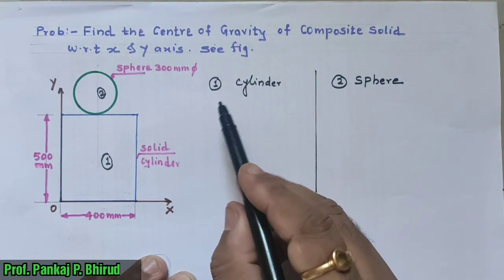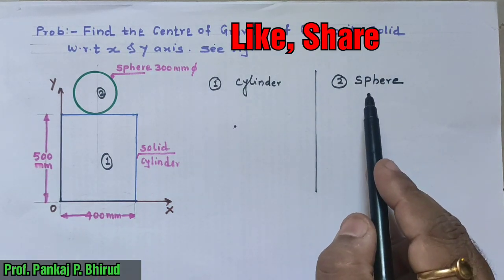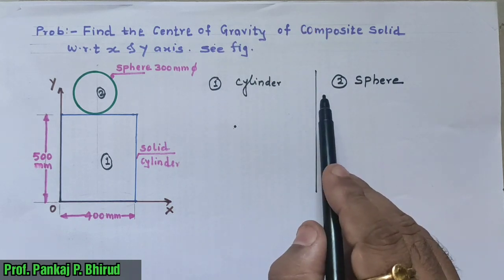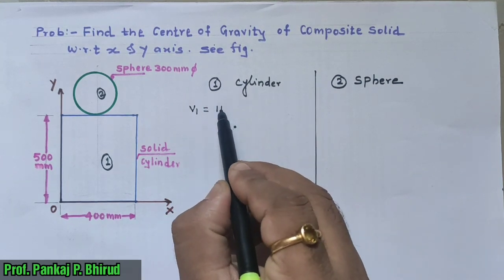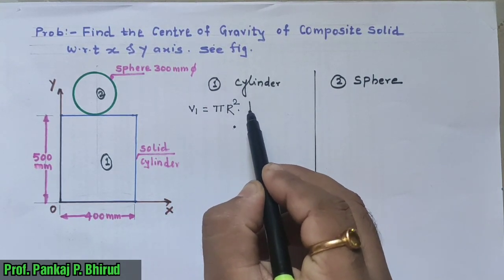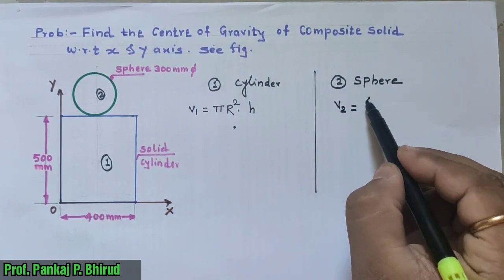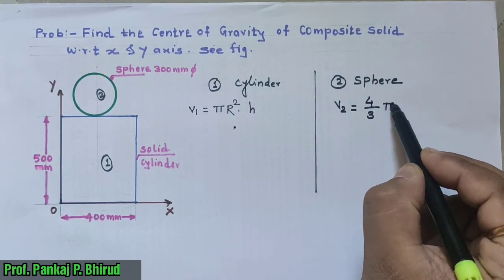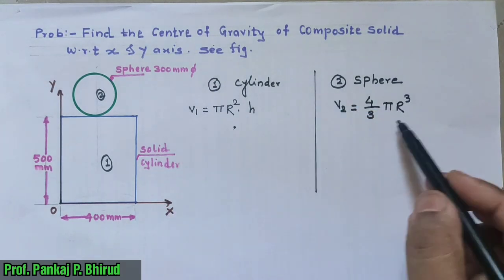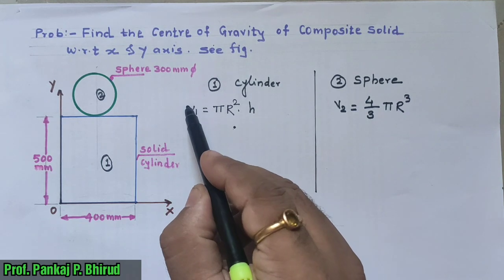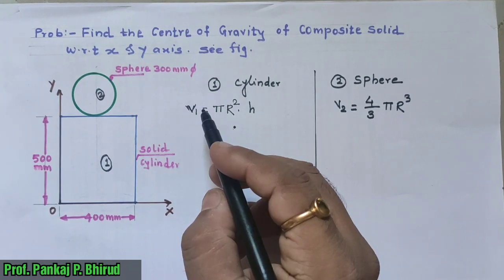Now for CG we will calculate the volume for both the cylinder and the sphere. So let us try to calculate V1 and V2. Volume of cylinder is pi r square h, and volume of sphere is V2 equal to 4 by 3 pi r cube. For these formulas, you go through our previous video so that the formulas will be easily understood.